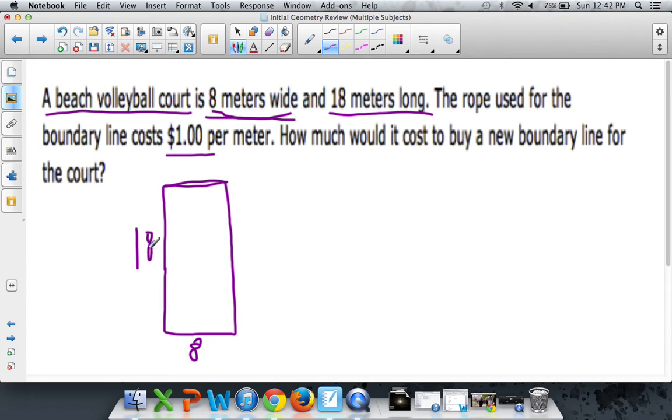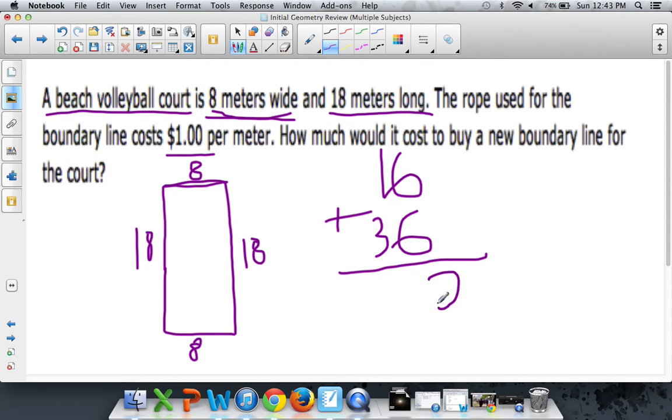So the perimeter is 18 plus 18 plus 8 plus 8, because we're not dealing with area anymore. Area is the multiplication one. Perimeter is the adding up all the sides one. 8 plus 8 is 16. 18 plus 18 is 36. And then we'll add those together. 6 plus 6 is 12. Carry the 1 from the 12. 1 plus 3 is 5.